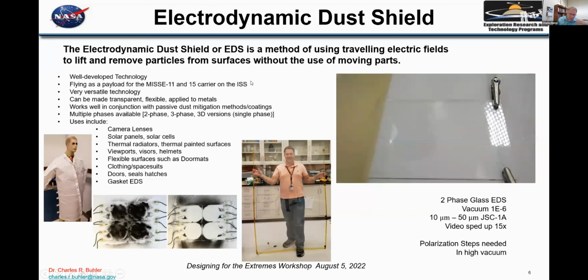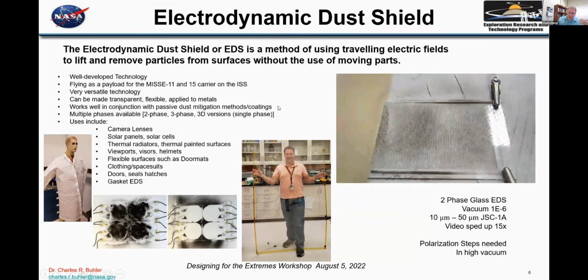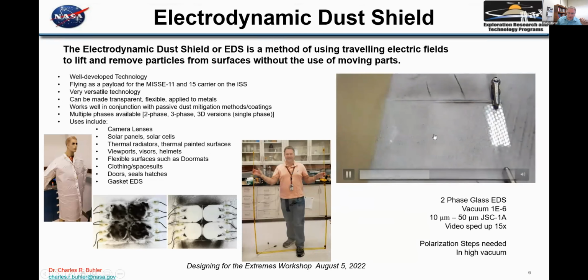One of the ways we address the dust problems is EDS. If you're not familiar with it already, it's an active dust removal technology. Basically, you can put dust on a surface, and you don't want to use astronauts or gases or liquids to remove the dust. You just want to be able to push a button and get rid of the dust. That's what our electrodynamic dust shield does for glass surfaces. We can make it very large.